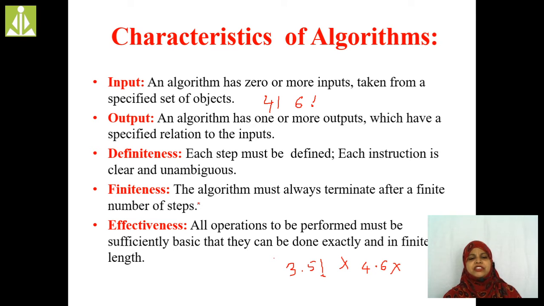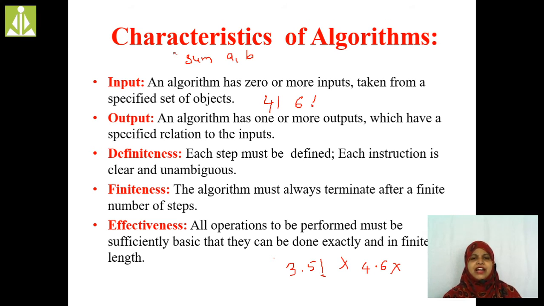What type of operation that particular instruction is going to carry out must be defined while we are writing the algorithm. For example, read a comma b, sum a comma b. What do you mean by sum a comma b? Here it is going to perform addition of two numbers. So whenever we write any instruction in the algorithm, that must be defined. This is the third characteristic of an algorithm.